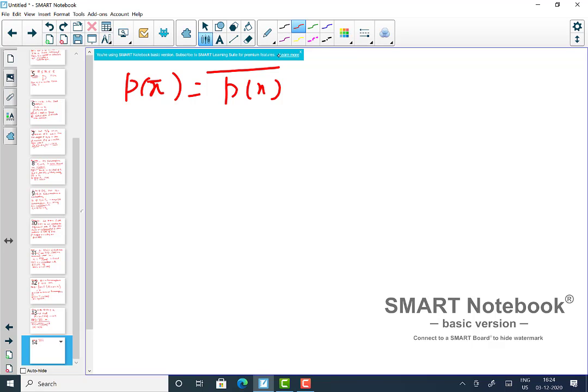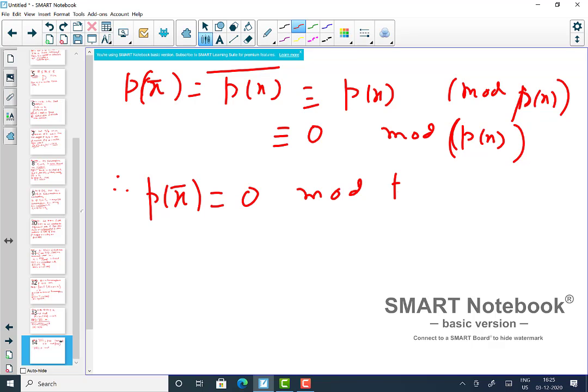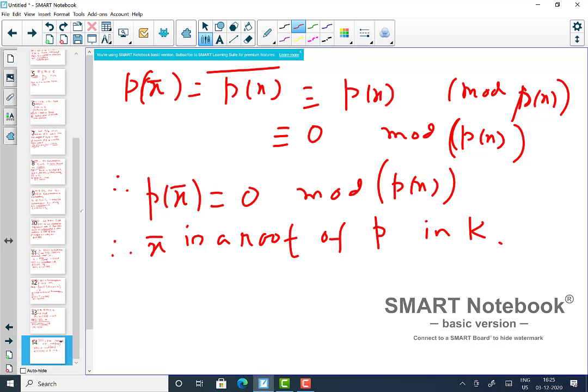So what does that mean? P(x) whole bar means it is actually congruent to P(x) mod P(x), because I am going to the ideal modulo P(x). That means it's congruent to 0 mod P(x). Thus P(x) bar equals 0 mod this ideal. So x bar is a root of P in K. This is the proof we want.